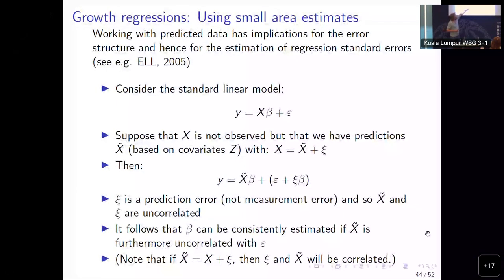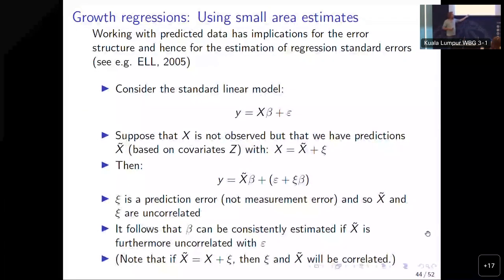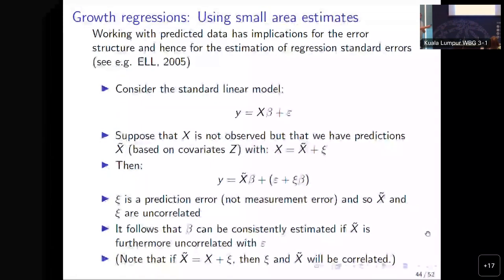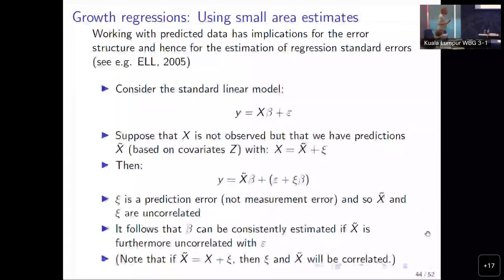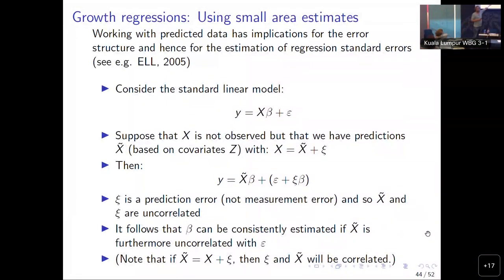That looks like a subtle difference, right? But it's crucial, because in a measurement error context, the measurement error is now correlated with the variable you're observing. And that's going to introduce a bias if you just run a standard OLS regression. But in this case, X tilde is like the conditional expectation of X, conditional on a set of covariates, plus an error. So now this error is orthogonal to the variable we observe, and consequently your standard estimates for beta will be consistent.